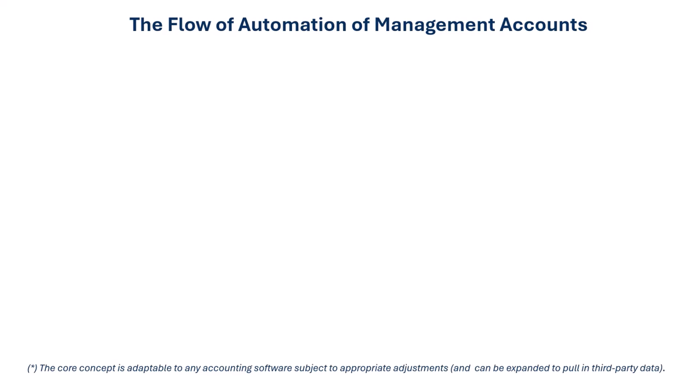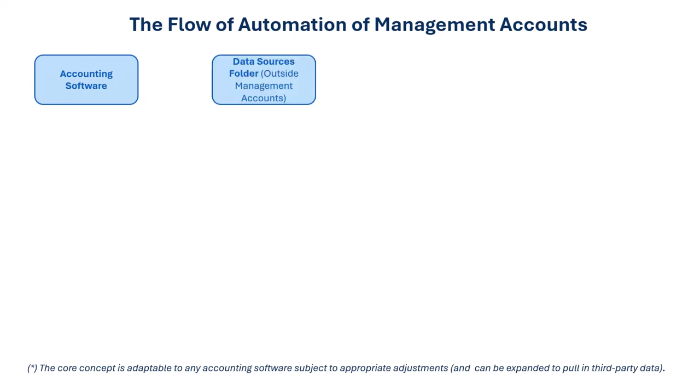So we have our accounting software. These days it most likely lives online rather than on our desktops, but that's not a requirement. We also have a folder called data sources or something similar somewhere, ideally on SharePoint for extra automation options. And this is where we keep raw files that sit outside our actual management accounts workbook.